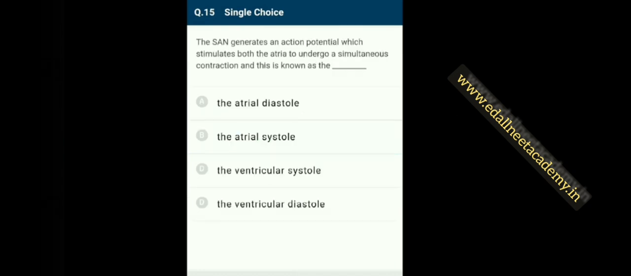Question number 15. What generates an action potential which stimulates both the atria to undergo simultaneous contraction, and this is known as the sinoatrial node. It is a modified myocardial structure that can initiate action potentials to stimulate the atria to undergo contraction. This contraction of the atrial chamber increases the blood flow into the lower chamber of the heart by 30%. So the answer is option B, the atrial systole.